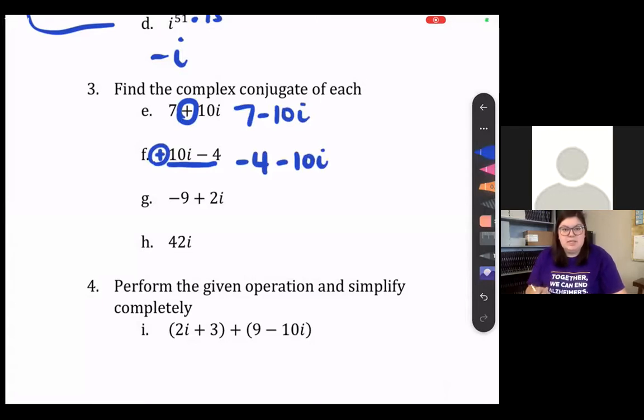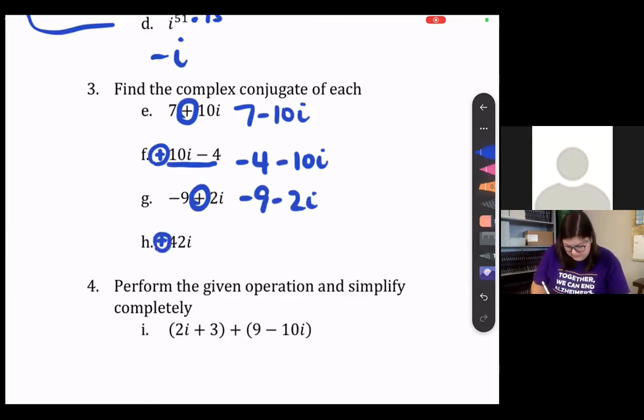You are not changing the sign in the middle, you are changing the sign that is in front of the i term. And then for G, it's going to be -9 minus 2i. And then for H, there's no real term here, but the sign in front of the 42 is positive, so it's going to be -42i. Okay, so you're just changing the sign that is in front of the imaginary part.